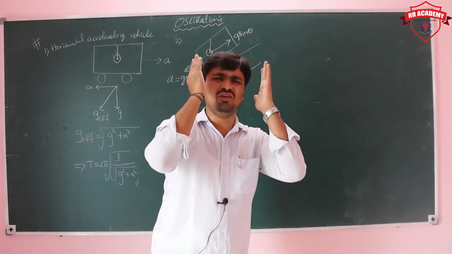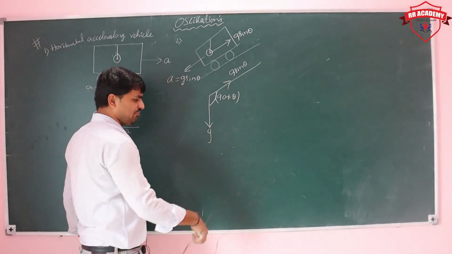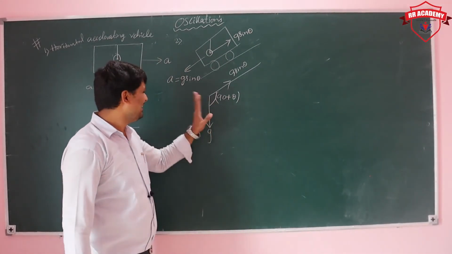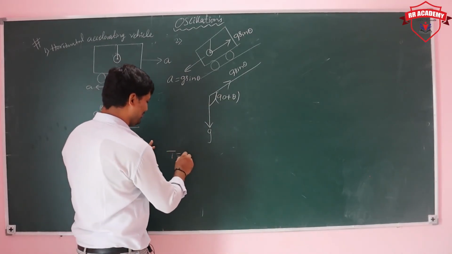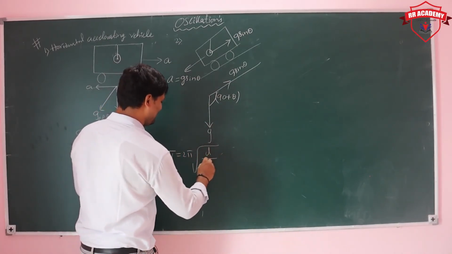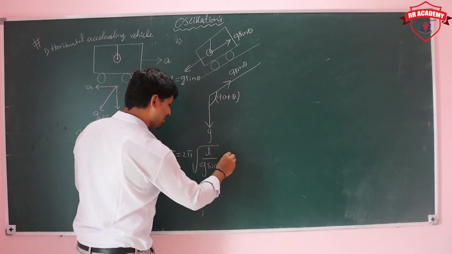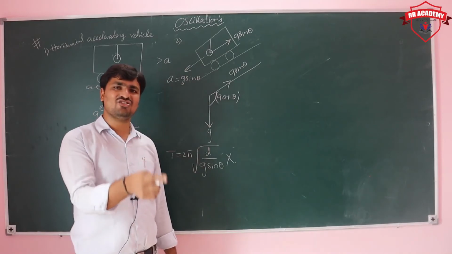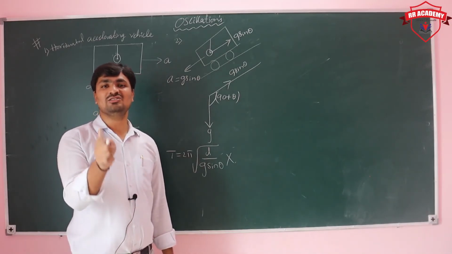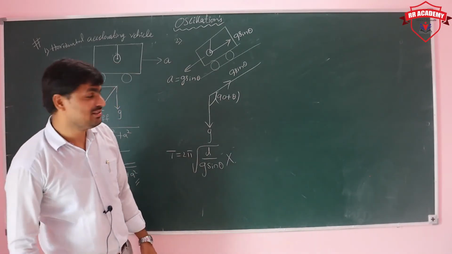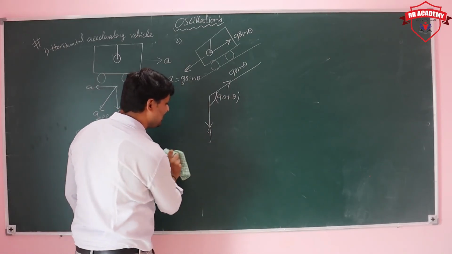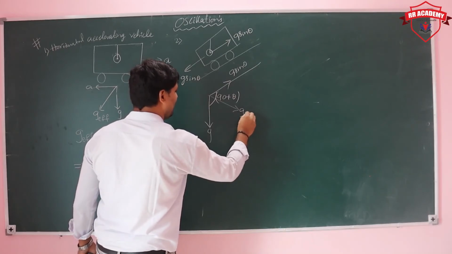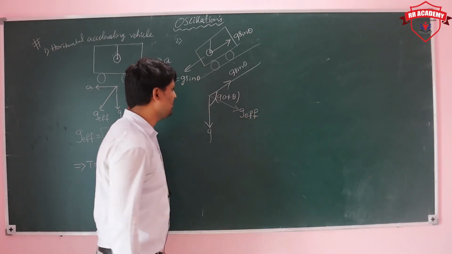And students make one common mistake here. They forget the gravity value and write only T equal to 2 pi under root L by g sin theta. But actually it is wrong, because g sin theta is the acceleration of the vehicle, but gravity is also acting. That's why you have to take the effective value of the gravitation.